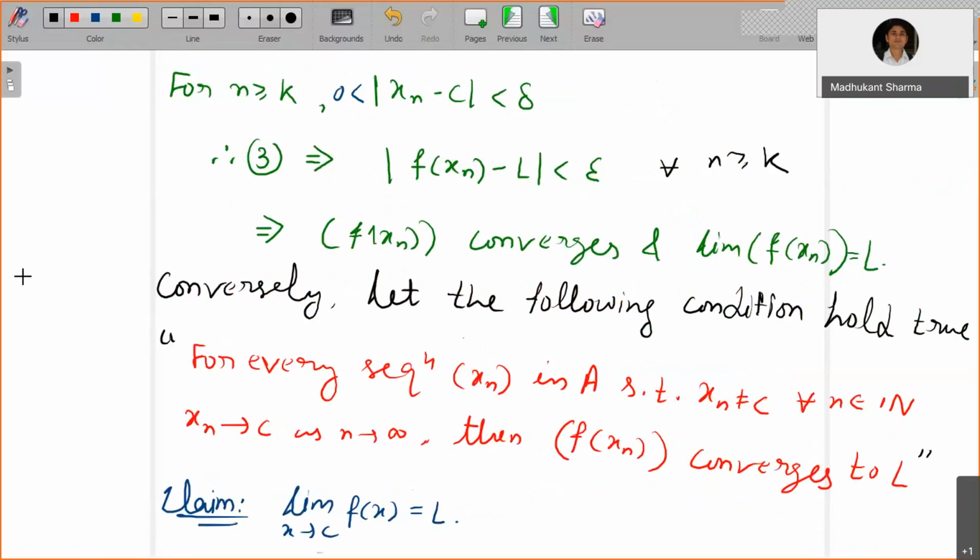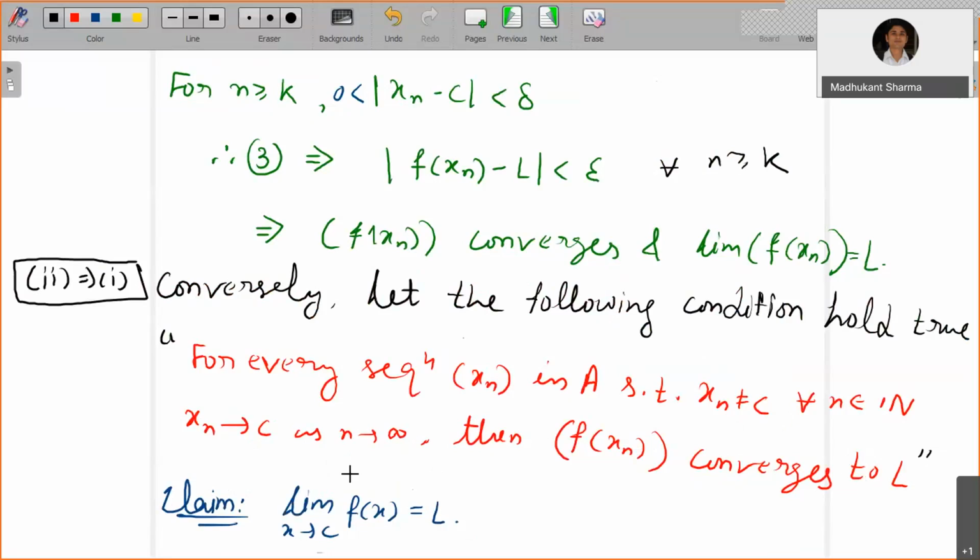Now, conversely, 2 implies 1. We are going to look at this case. So let the following condition hold true: for every sequence xn in A such that xn is distinct from c and xn converges to c as n tends to infinity, then f of xn converges to L. Then we want to show that the limit as x tends to c of f of x is L.